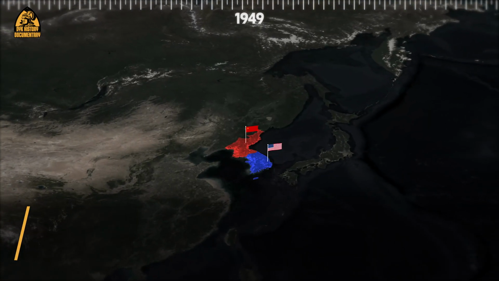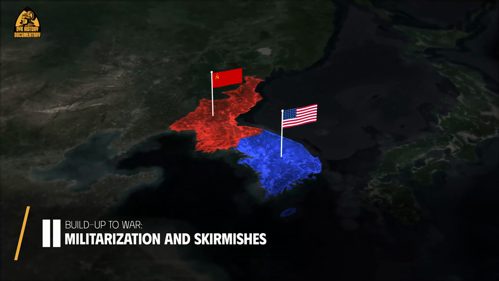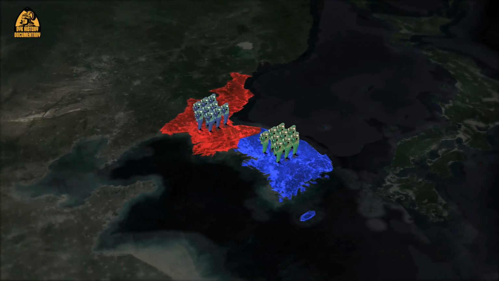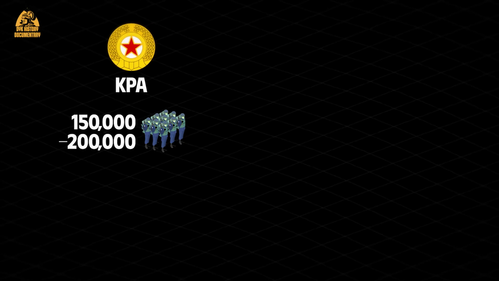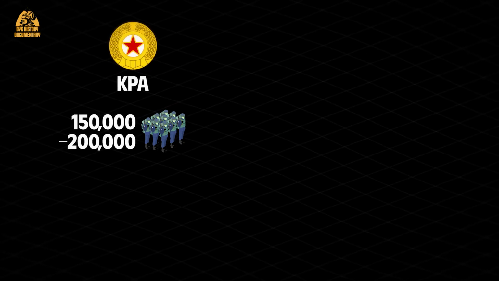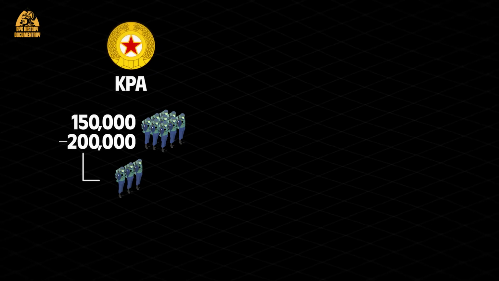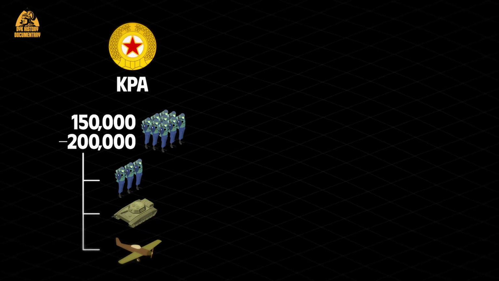By the late 1940s, both Koreas were preparing for potential conflict. The withdrawal of Soviet and American troops did little to ease tensions, as both superpowers left behind military aid and advisors. The North Korean People's Army, also referred to as KPA, was significantly bolstered by Soviet equipment and training, boasting between 150,000 and 200,000 troops by mid-1950. This included experienced veterans from the Chinese Civil War, organized into 10 infantry divisions, 1 tank division, and an Air Force division equipped with fighter planes and bombers.